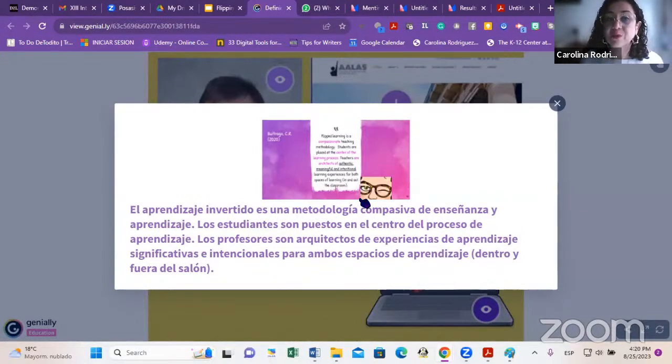And so that's why I'm going to invest all this time planning, thinking, rethinking the way that I do things, right? Students are placed at the center of the learning process. Teachers are architects of authentic, meaningful, and intentional learning experiences for both spaces of learning, in and out of the classroom.